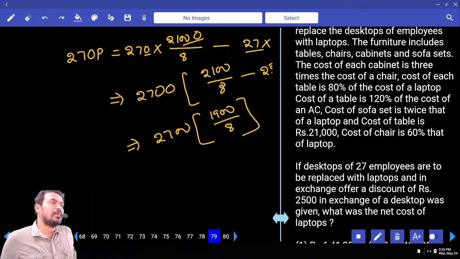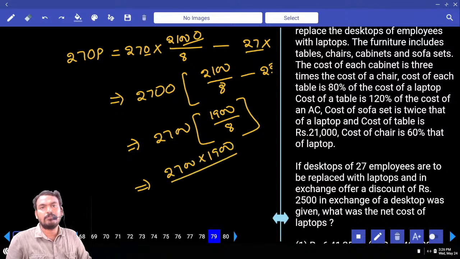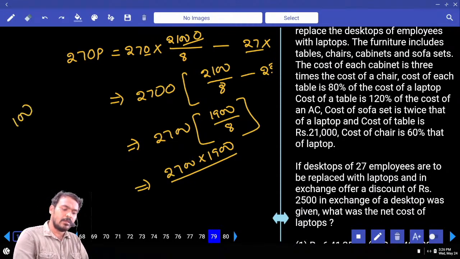Denominator 8, numerator how many zeros? 4 zeros. Denominator 8 we return 2700 into 1900. 8 means we return 1000 by 8 means it is 125 into how many times? 1000 by 125 or not?